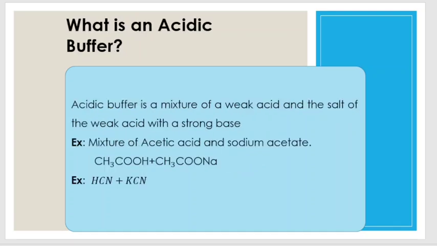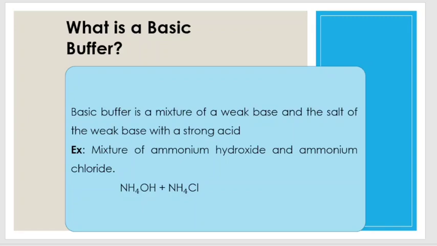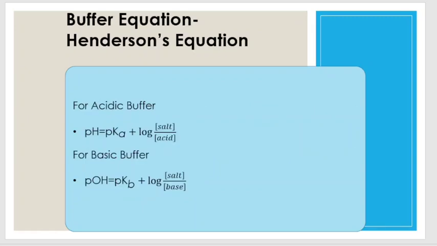So you can see here the acidic buffer and examples, and the basic buffer also, the weak base and salt of strong acid. These are the Henderson equations with which we can calculate the pH value. pH is equal to pKa plus log of salt by acid. This pKa is nothing but the negative logarithm of Ka. Ka is nothing but the dissociation constant, and log of salt by acid.